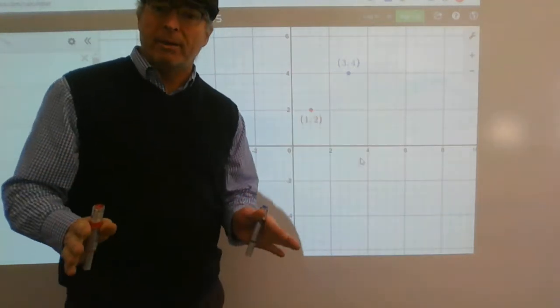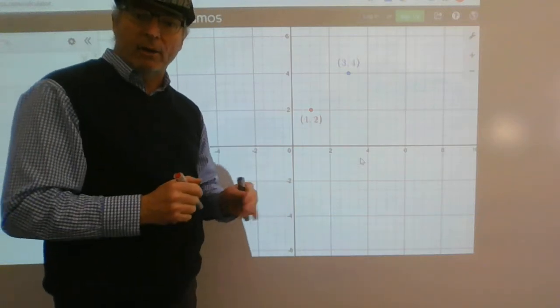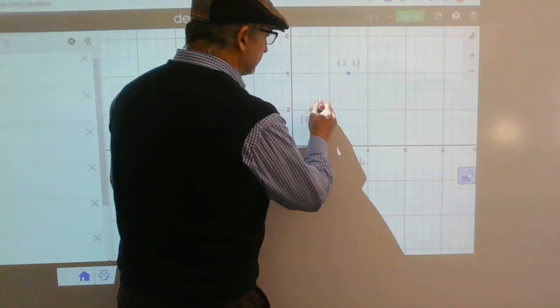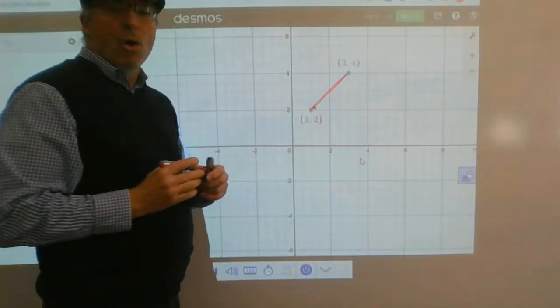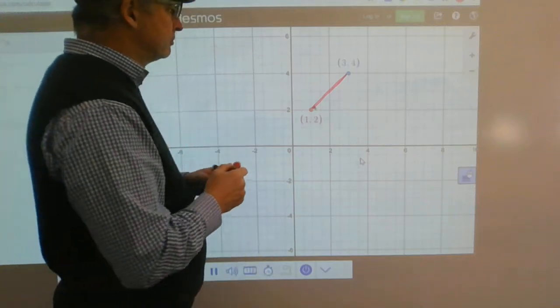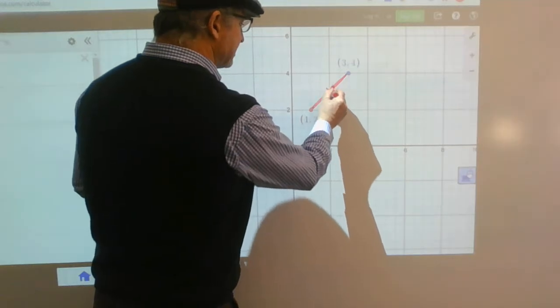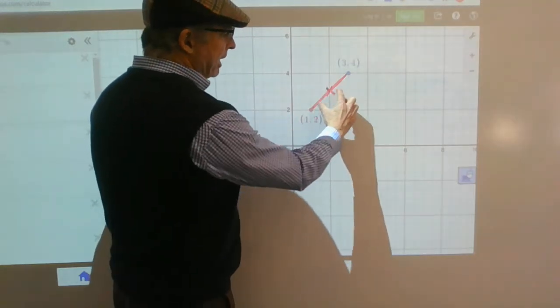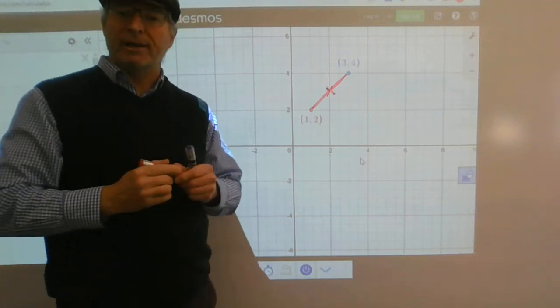So what we're talking about today is if there's an interval joining those 2 points, what would be the midpoint of that interval? The midpoint is about there somewhere, halfway along that interval. But how do we find it?